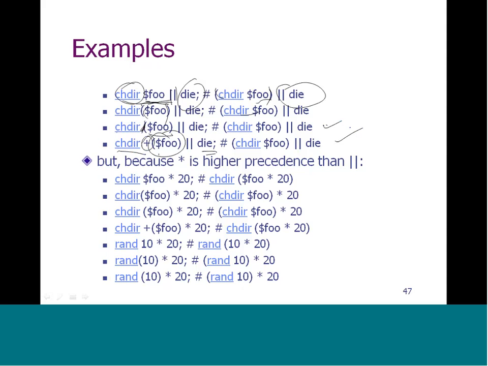That's because the addition takes precedence over this relational operation. So this relational operation, I should say once again, is on. So just in case. Now when we use a multiplication operation instead of an OR, for example here, then this is the same as the chdir with dollar foo times 20, because now this one has higher precedence than this relational operator.